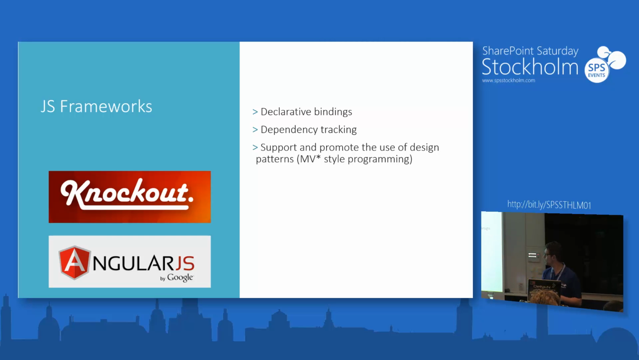Declarative bindings are a simple way to connect parts of your user interface to your data model. So instead of relying on your application logic to render the HTML, it's with data binding that you bring those two worlds together. That really endorses reuse of your JavaScript libraries because it contains no HTML markup. You get things like dependency tracking. It takes care of updating the UI if your data model changes. And it supports and promotes the use of design patterns.